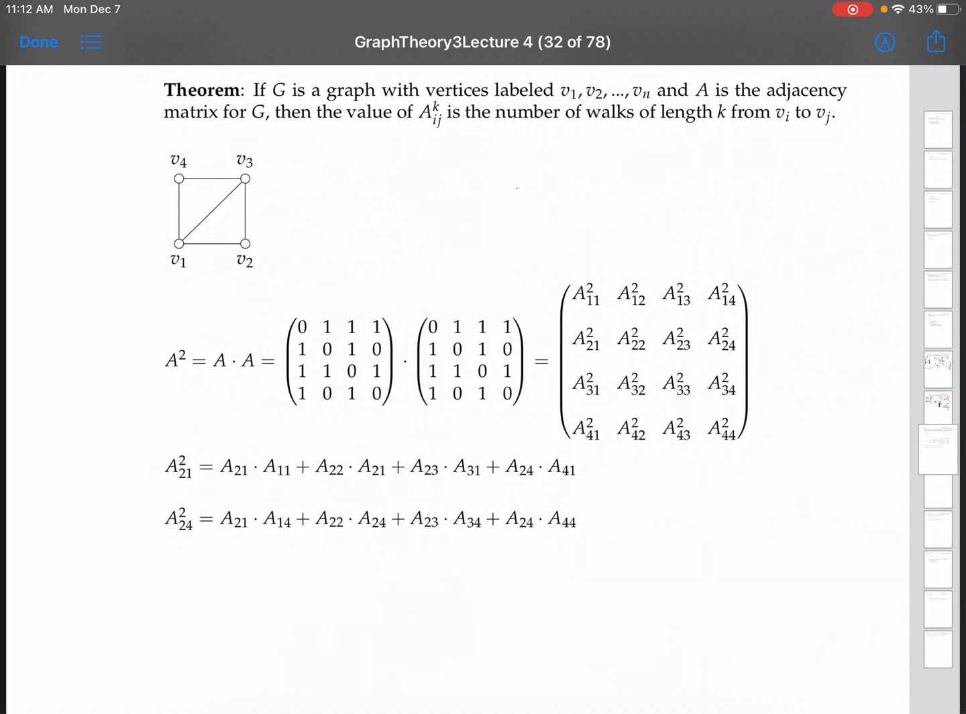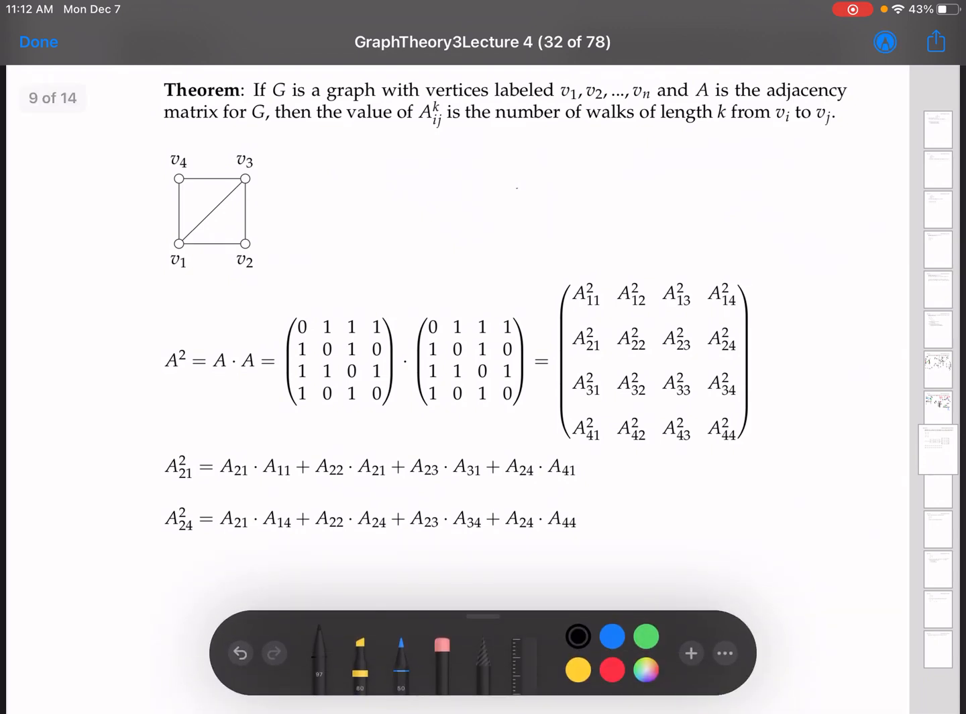Now I want to show you why this theorem is true. And to understand what I do here, all you really need to know about matrix multiplication is that it works and that these two formulas are correct. So you're just going to have to take my word on that.